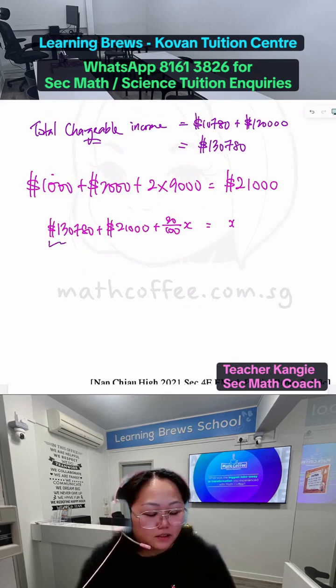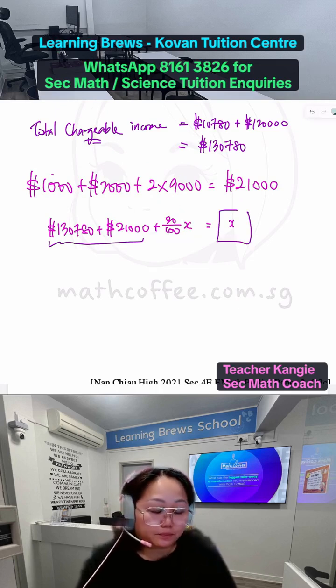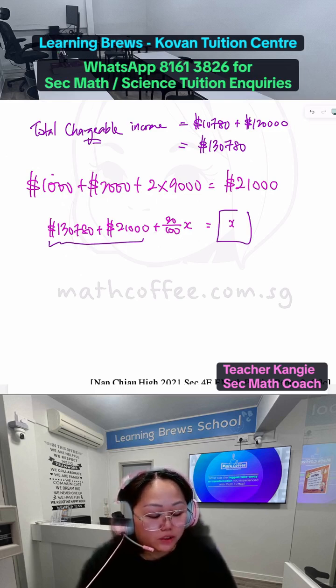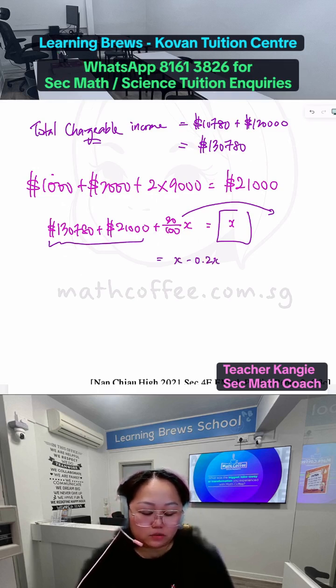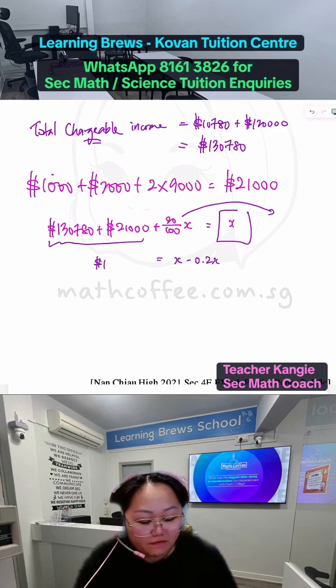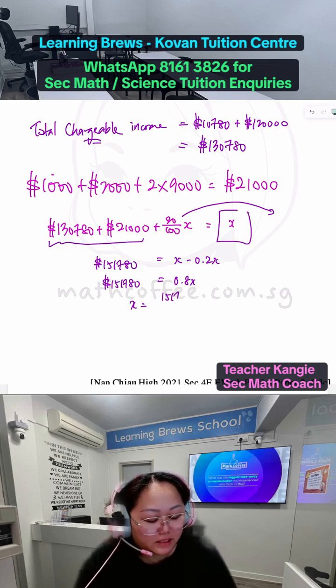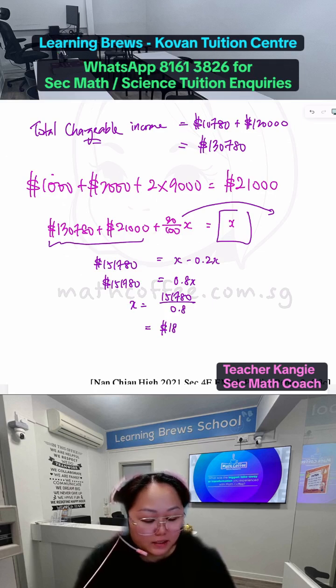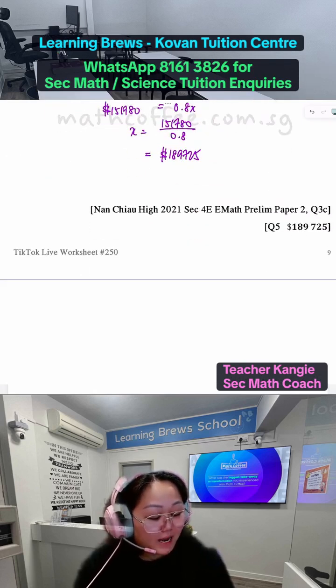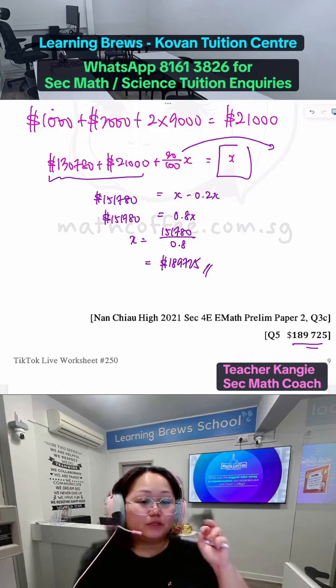See now, this plus the 20% of the X is equal to the gross income. Okay, gross income. So how are you going to do this? All you need to do is to bring this one over. So it's like 1x minus 0.2x. And then this one you add together, 130,780 plus 21,000, that will give us 151,780. And this means it's 0.8x. Then our x is simply 151,780 divided by 0.8. And that will give us 189,725. Ta-da! So that means this is his gross income.